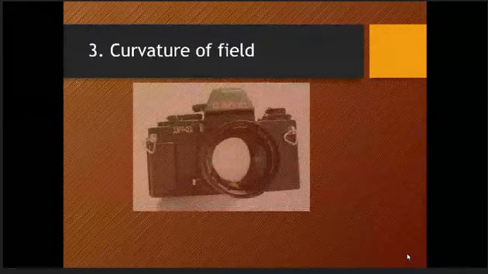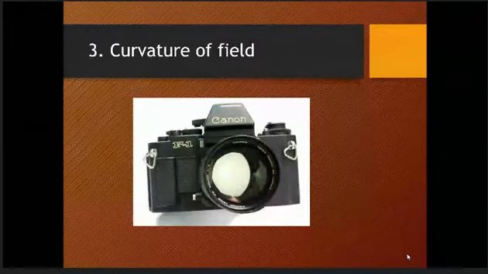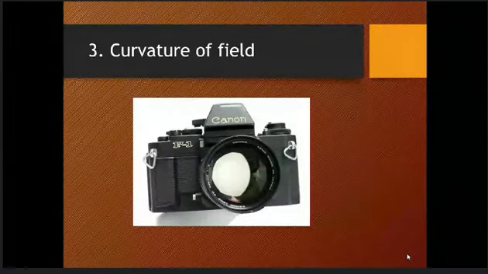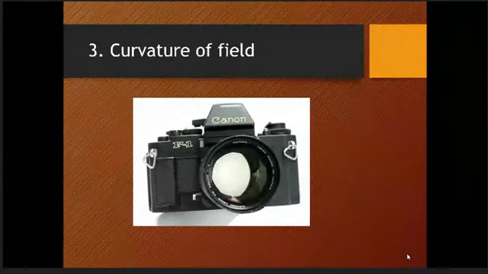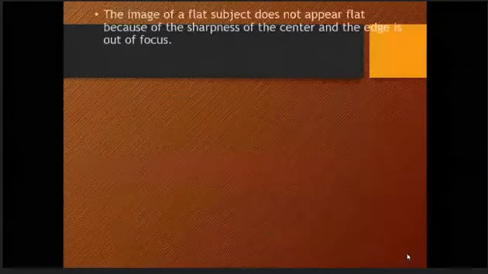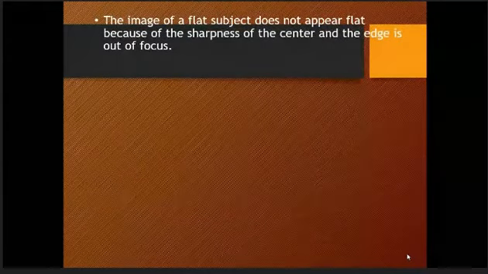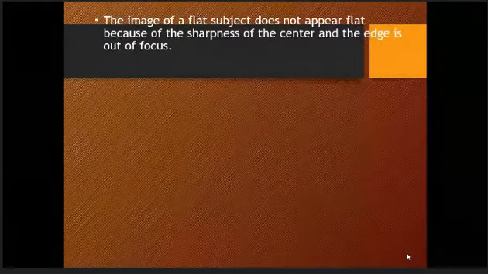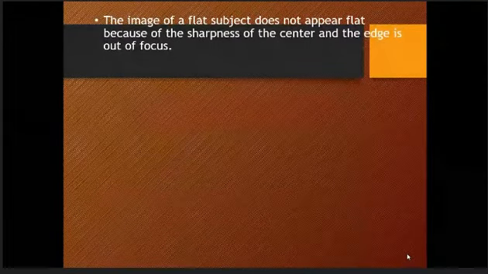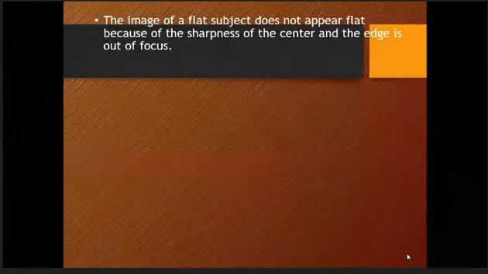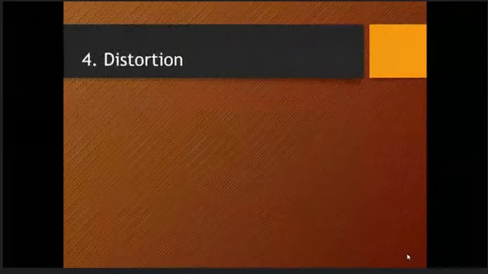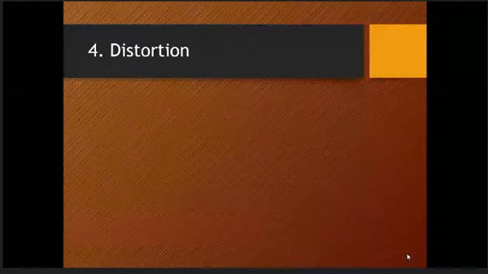Next is curvature of field. There is a curve. Take a look with the focus. Imbis sa center ang iyang focus, dito na sa left side or the right side. It can be vertical or horizontal. Curvature of field. The image of a flat subject does not appear flat because the sharpness of the center and the edge is out of focus. Ibig sabihin po, out of focus ang camera, ang lens niya. Next is distortion. From the word distort.